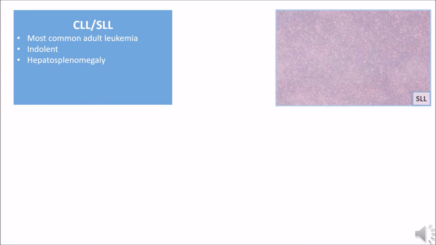Now we'll discuss the most important types of mature B-cell lymphomas. CLL/SLL is the most common adult leukemia, often occurring in patients over 60 years of age. It is often an indolent disease with slow but gradual progression and is associated with lymphadenopathy and hepatosplenomegaly. Lymph nodes show diffuse effacement with cloud-like proliferation centers.